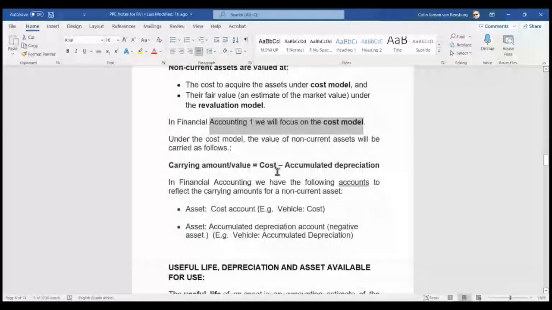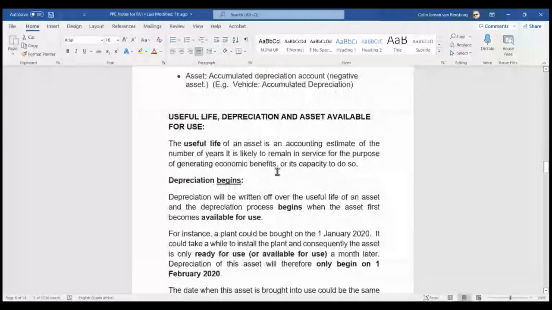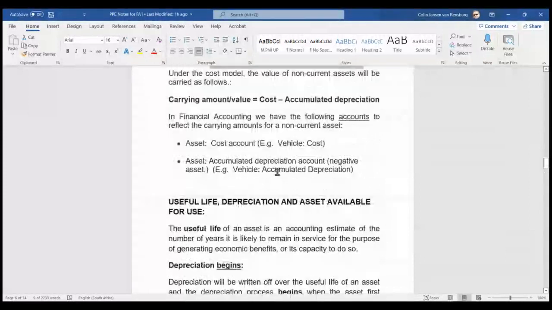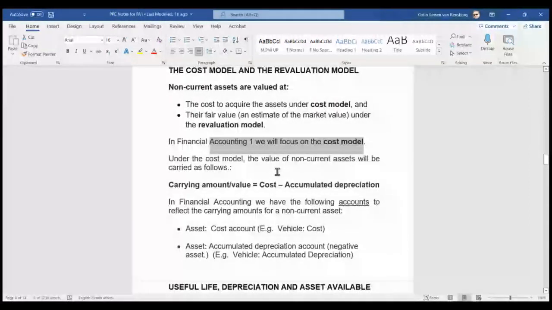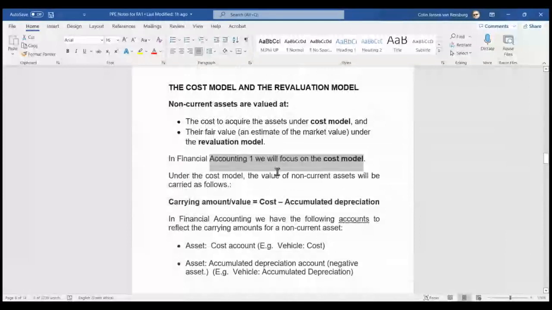We're not actually going to have enough time today to look at the three methods themselves. We are going to do that next time. But ladies and gentlemen, as we've seen, depreciation represents the usage, as a business, of the asset.